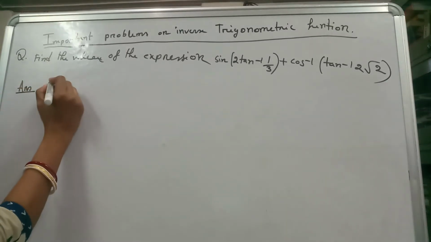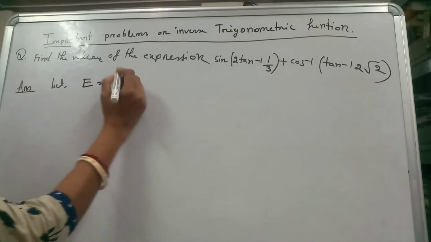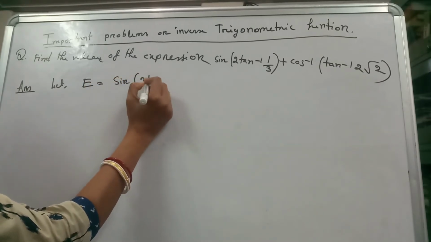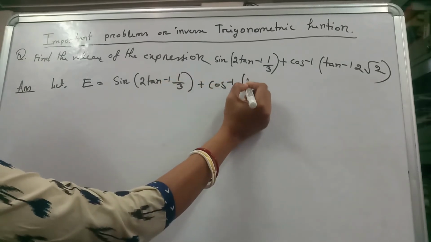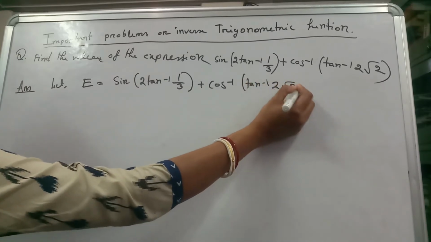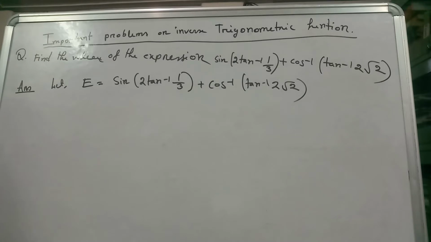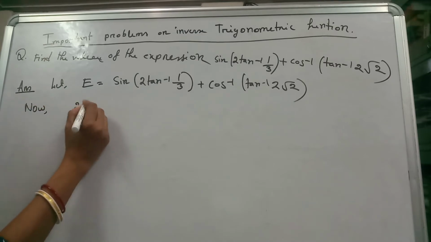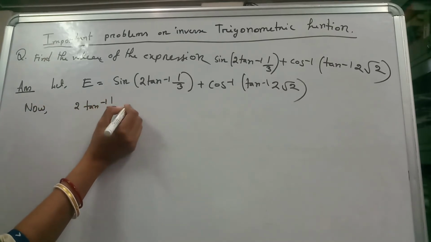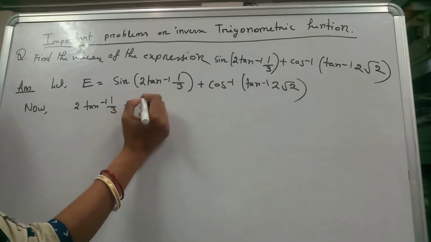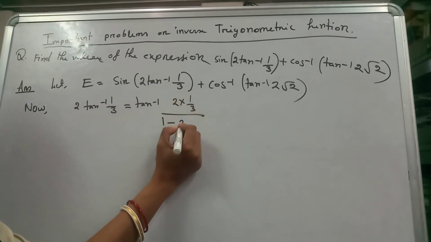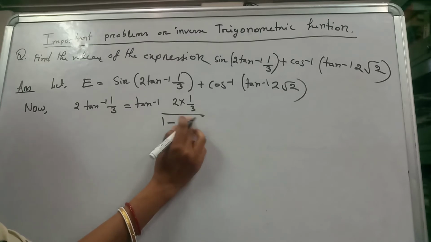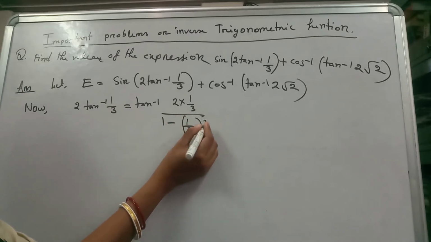Answer: let E equal to sine of 2 tan inverse 1 by 3 plus cos inverse tan inverse 2 root 2. This is our expression. Now, 2 tan inverse 1 by 3, we can write this as tan inverse of 2 into 1 third divided by 1 minus 1 third square.